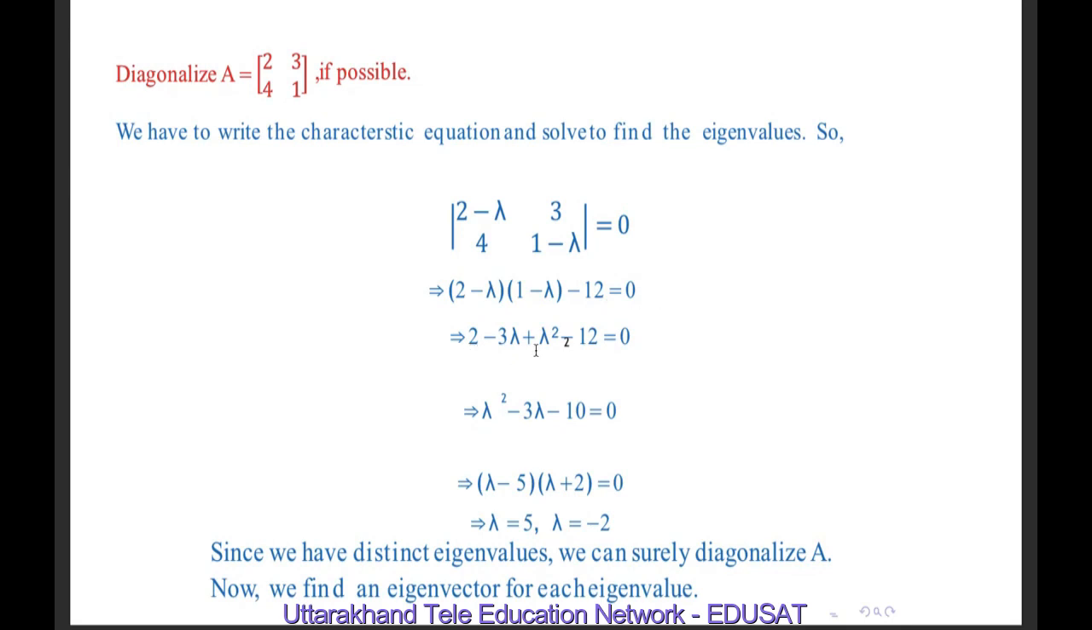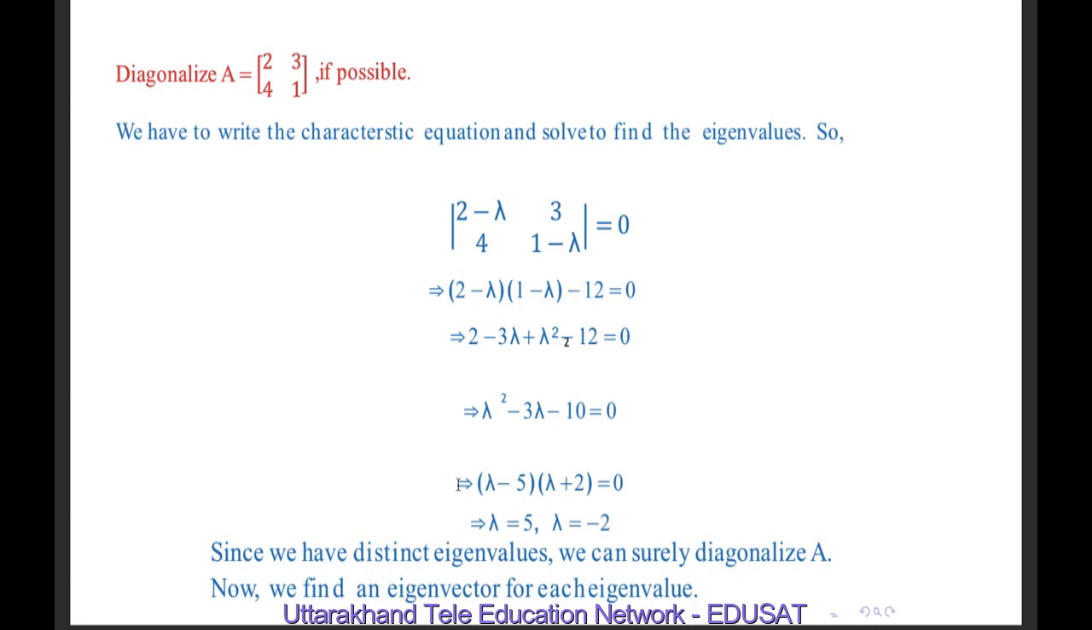So it means 2 minus 3 lambda plus lambda square minus 12 equal to 0. And this implies lambda square minus 3 lambda plus 2 minus 12, that is lambda square minus 3 lambda minus 10 equal to 0. If we factorize it, we get (lambda minus 5)(lambda plus 2) equal to 0. So either lambda minus 5 equal to 0 or lambda plus 2 equal to 0. It means lambda equal to 5 and lambda equal to minus 2. These are the eigenvalues, and these eigenvalues are distinct, so we can diagonalize the given matrix A.